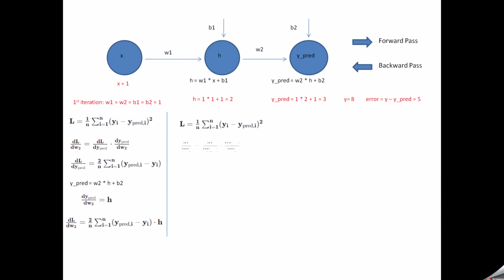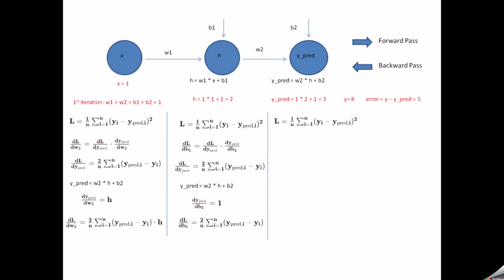Since loss is associated with B2 through Y predicted, we can calculate the derivative of loss with respect to B2 by the chain rule formula mentioned earlier. With the formula of Y predicted, we can also calculate the derivative of Y predicted with respect to B2. Combining these results, we get the derivative of loss with respect to B2. Now let's see the calculations for W1.